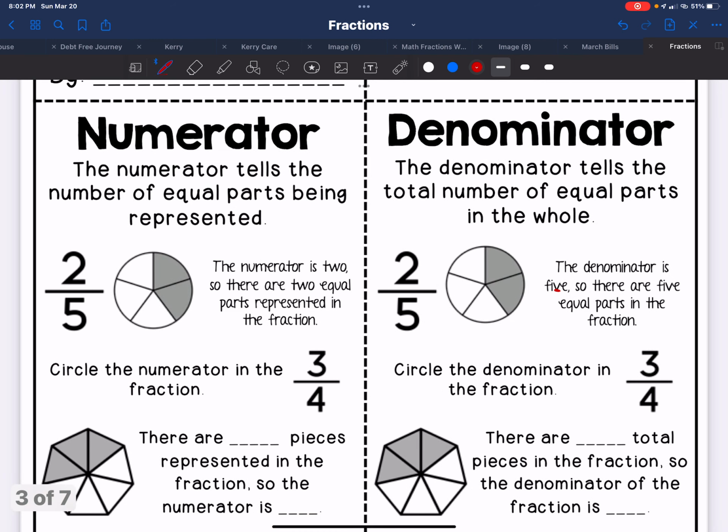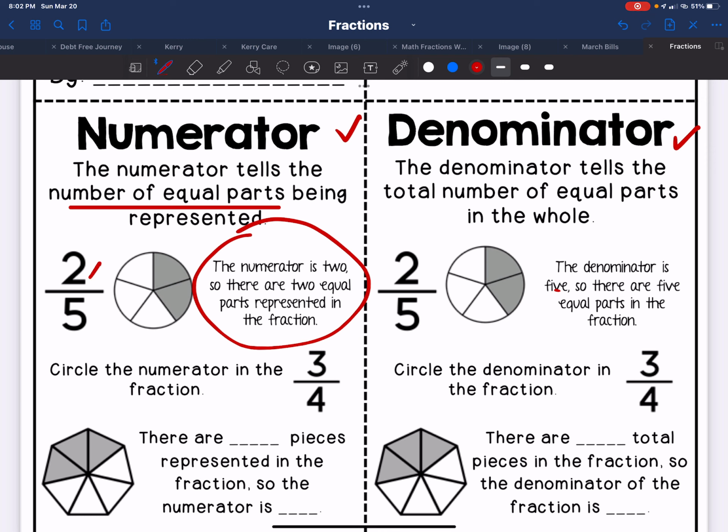So here we go. Let's review numerator and denominator. The numerator tells the number of equal parts being represented, okay? The numerator here is 2. So there are 2 equal parts represented in this fraction. Here's 2, so it represents the shaded parts, okay?